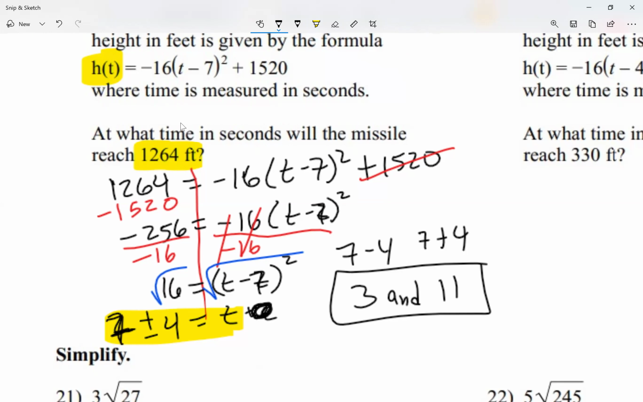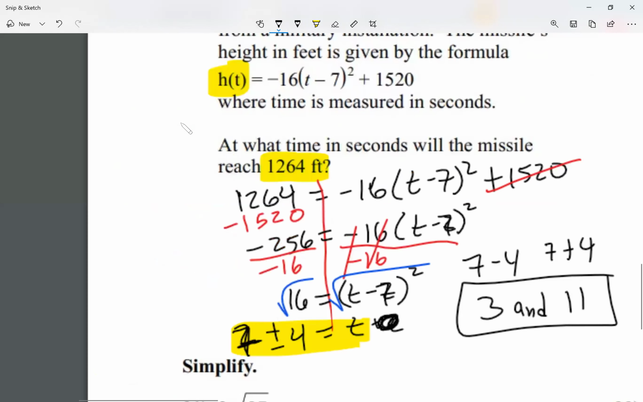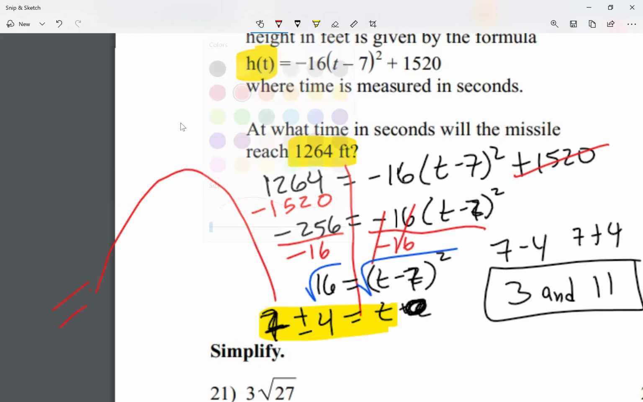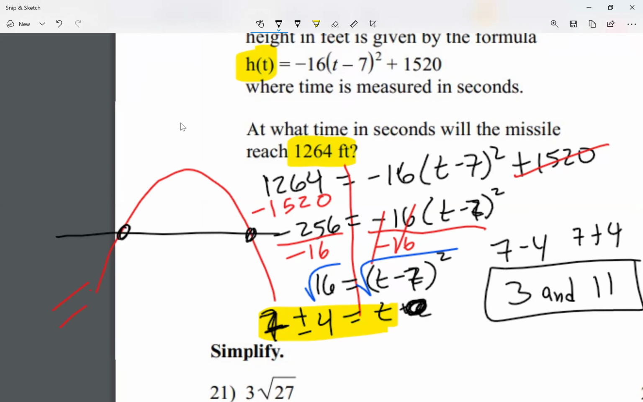Can a missile reach a certain height twice? Well, let's think of this logically. Let's say here's a cannon. Here's where the missile goes out. And it hits the vertex, and it comes down. And what if I ask you for a certain height? Yeah, I see it twice. So yeah, it makes sense that I might get 2 answers.